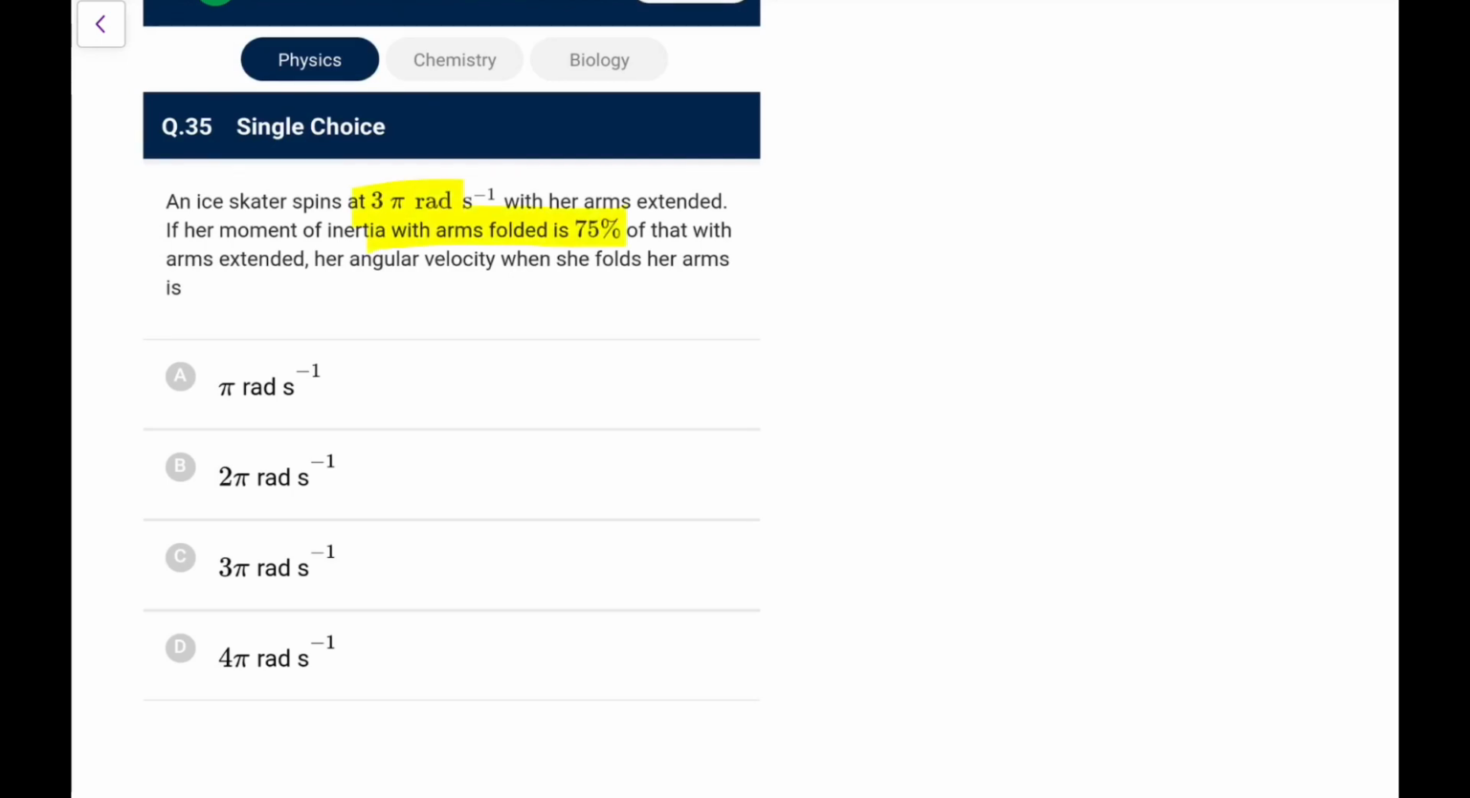Next one, an ice skater spins at this angular speed, arms extended. Now when she folds to 75% of the arms extended, that means I reduces. Angular momentum is conserved because no external force acts, so I omega is constant. It becomes 3/4, so omega becomes 4 by 3, that means it becomes 4 pi radian per second. As she folds her hands, her omega increases; as she spreads them, it decreases.